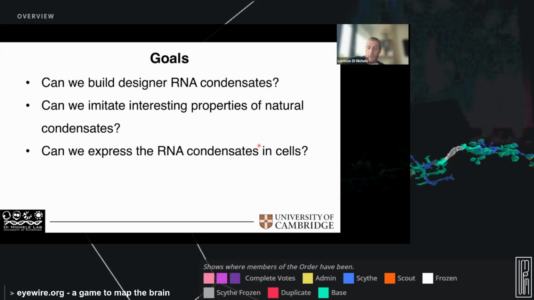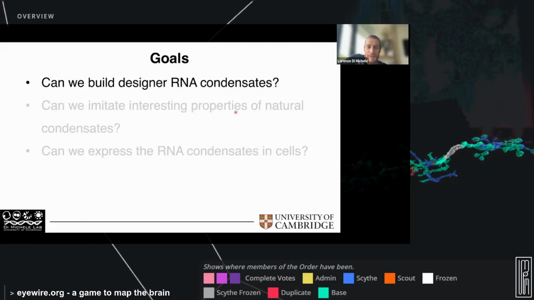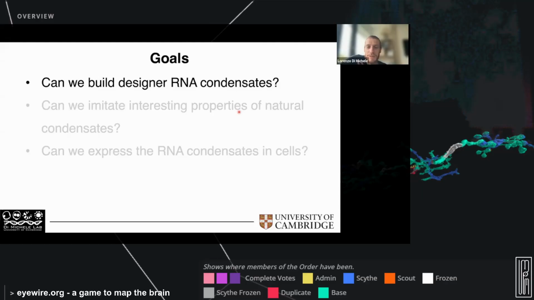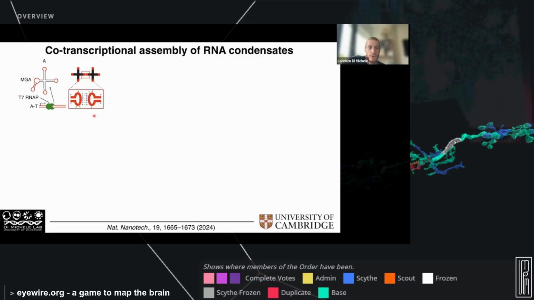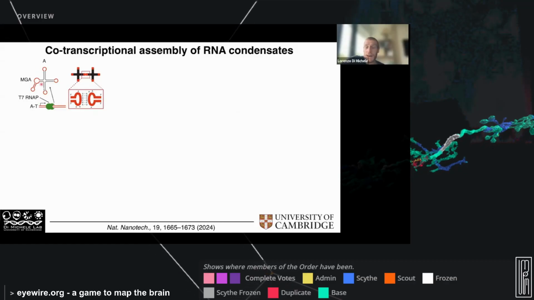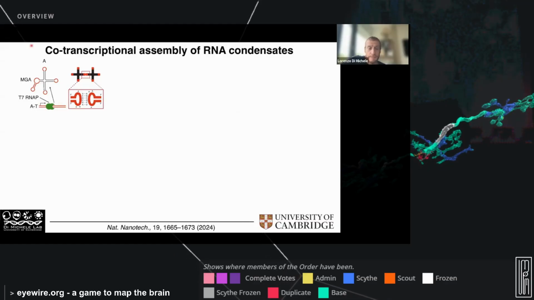And finally, the most important question is, can we actually express them into living cells? So let's start with the first. And the answer to all three is, of course, yes, but we need to see how this is done. So let's start with the first question. Can we build design RNA condensates? The way in which you do this is by creating RNA versions of our DNA nanostars.